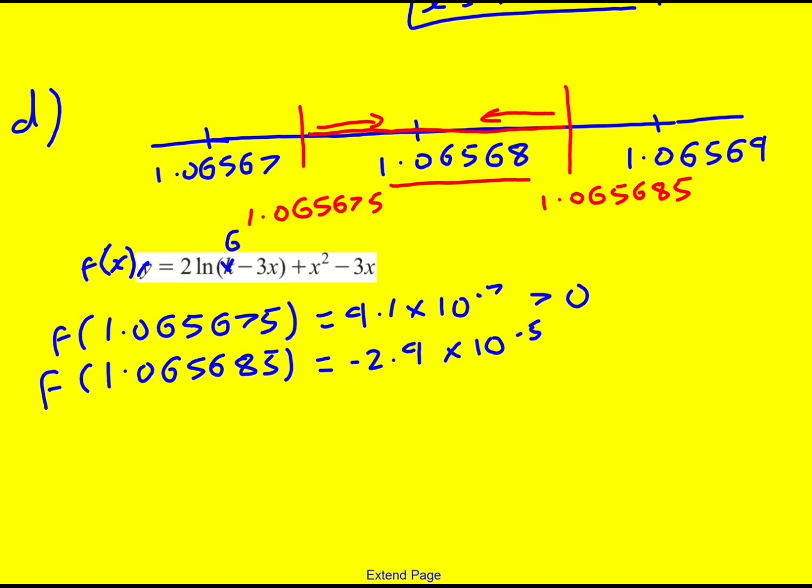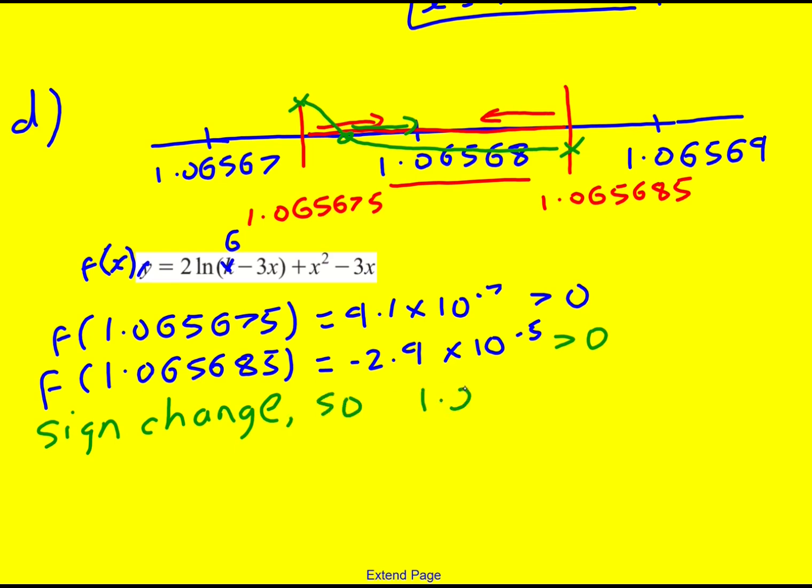So we've just shown that at this point here where the red line is, it's positive, and here it's negative, so it must, at some point, we don't know how, at some point in between, it might not be exactly at this point. It could be like here, but it doesn't matter if it's here because it's still going to round to 1.06568 to 5 decimal places. Sign change. I don't think I need to write anymore. I can just say, so 1.06568.